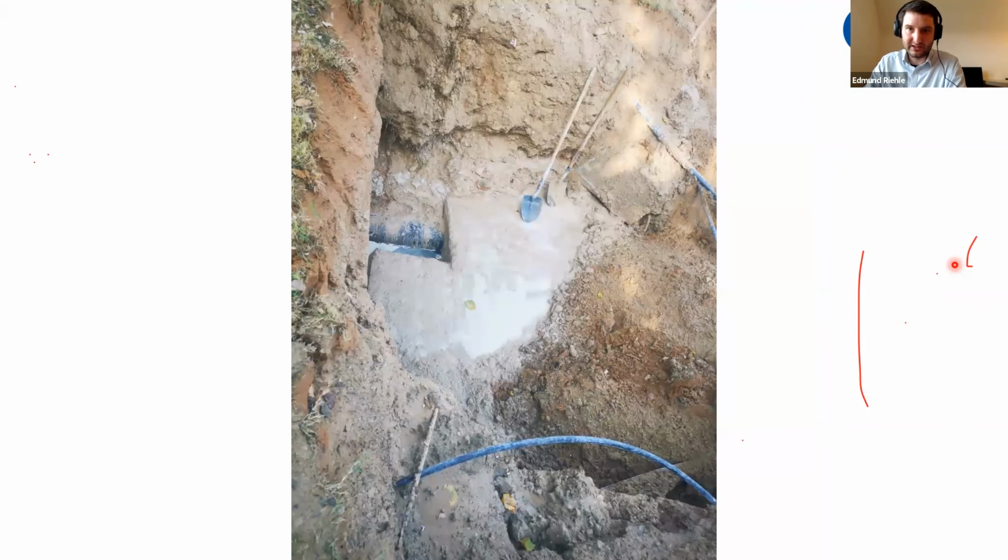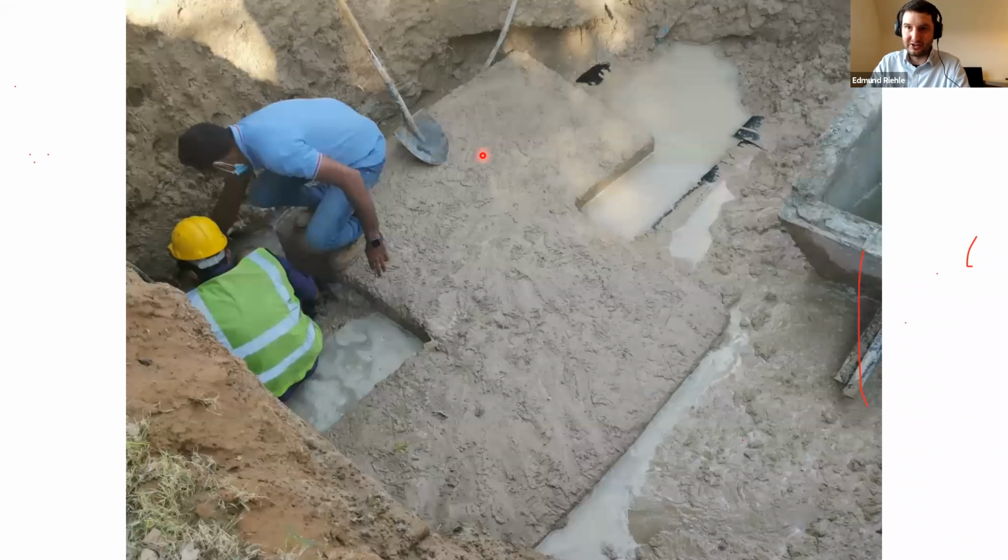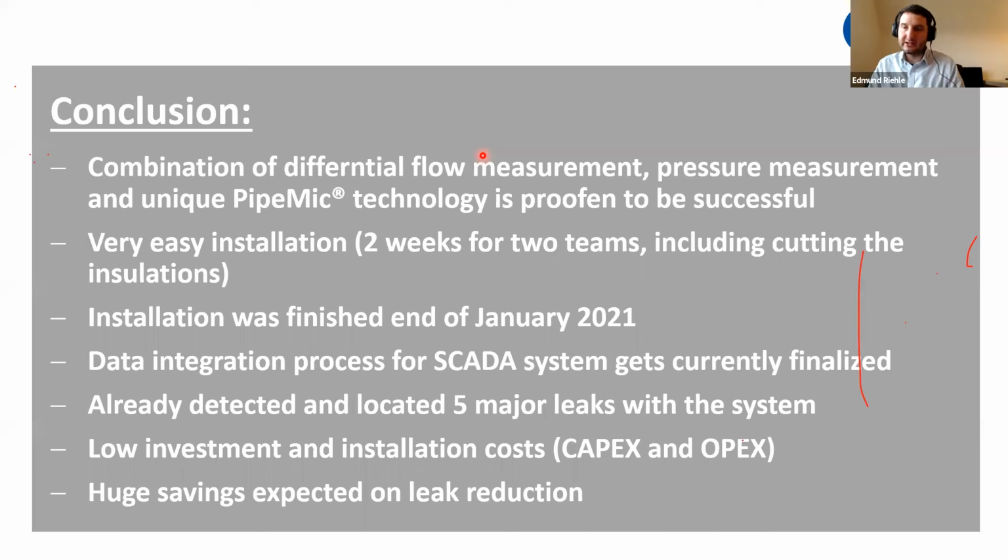Yes, so this is here the cooling pipe. They still had to cut the insulation to see the leak. You could see already the cooled water, chilled water, but yeah, the leak was hidden beneath the insulation, so they had to cut the insulation in the end as well. And yeah, that's all for my little case study.